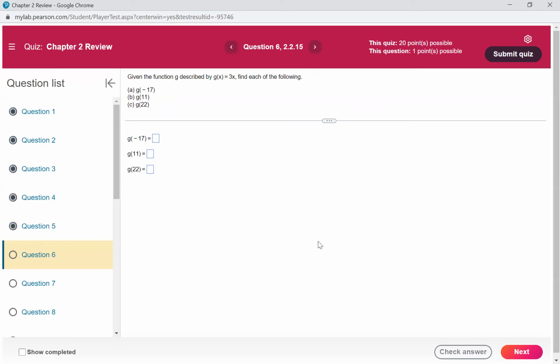All right, y'all, let me write this one down and we'll work it on the pad. So this is number 6 here? They're giving us g of x equals 3x. They want us to find A is g of -17. B is g of 11. And C is g of 22. All right, so we got to work this 3 times and get 3 different answers on this.